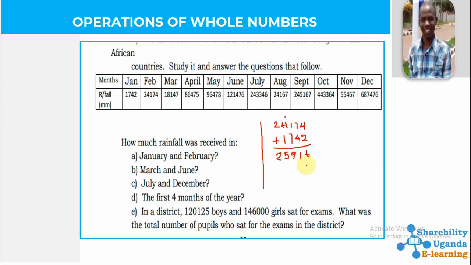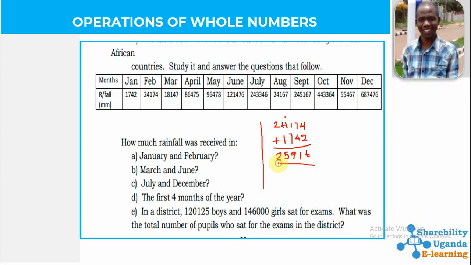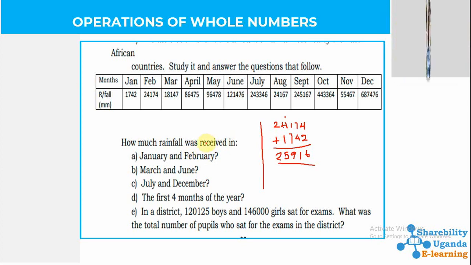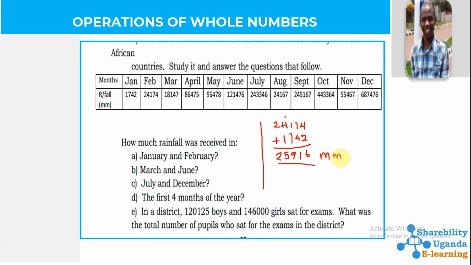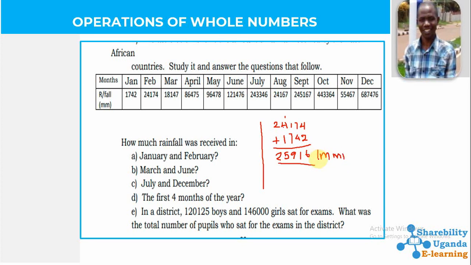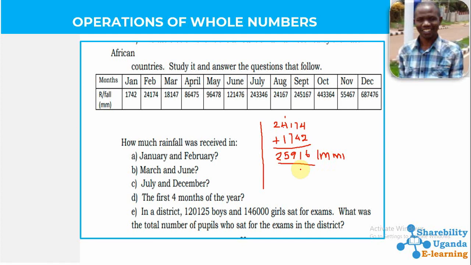Okay, so we can see that the rainfall which was received in January and Feb was 25,916. So we should be able to put millimeters, such that our answer is not left hanging.